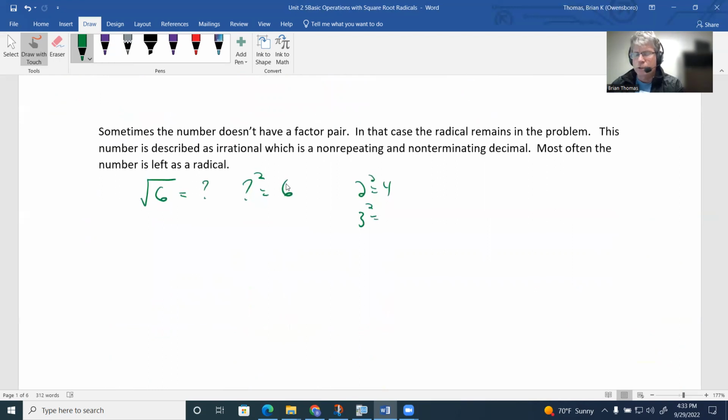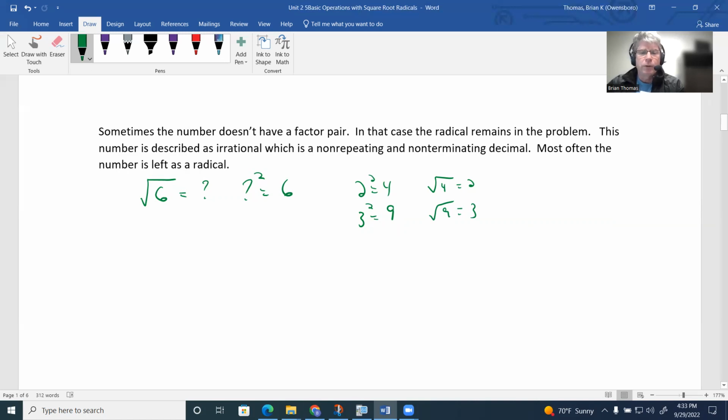So 3 squared was 9. Again, if I take the square root of 4, that would be 2. The square root of 9 would have to be 3. So notice how the square root of 6 is going to be somewhere between the square root of 4 and the square root of 9, which means we have to be somewhere between 2 and 3. Well, that's the world of decimals.